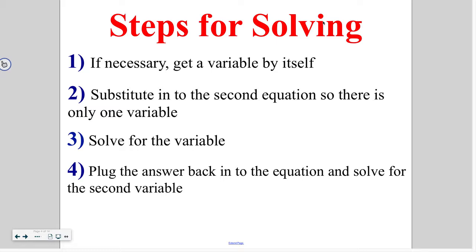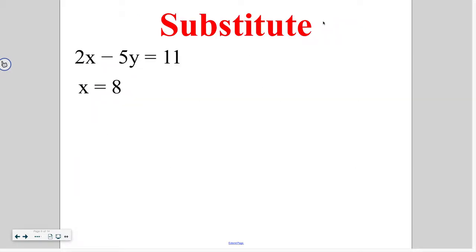Once you get that first answer, you're going to take that answer and plug it back in to find the second answer. It doesn't matter if you do x or y first, whichever is simpler based on how the problem is set up. For the simplest example, this is something that we did last year. It's going to give us just a number to plug in.